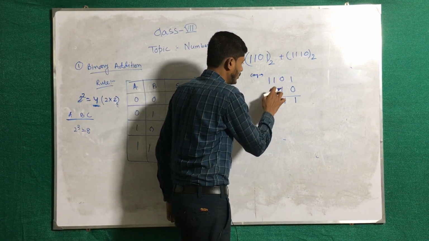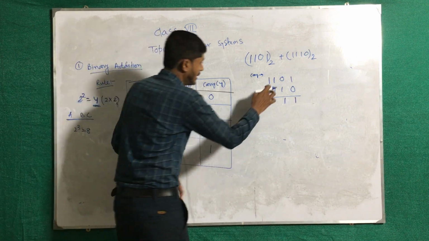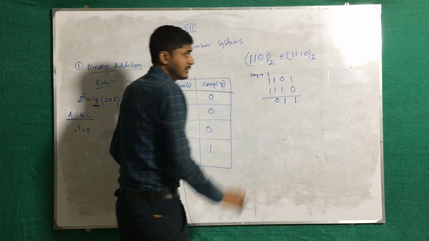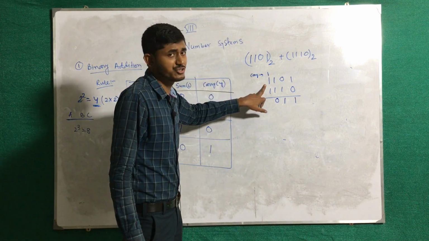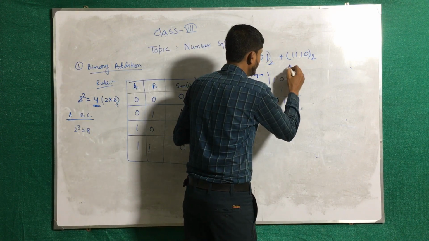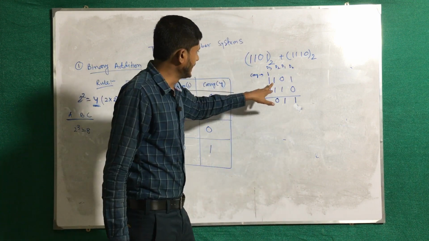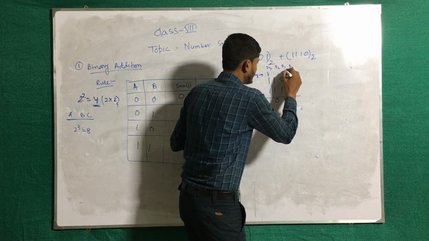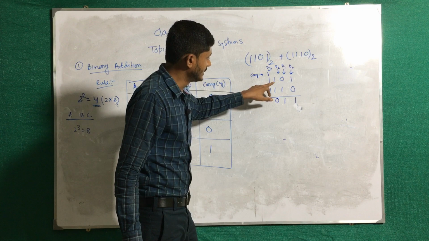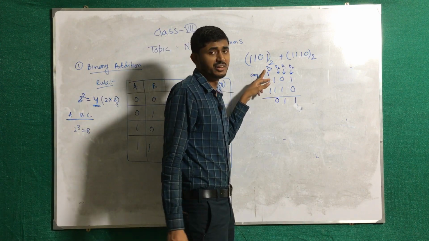And next, 1 plus 1 means sum 0, carry 1. Carry is forwarded into the next digit. That means suppose these are the bits D0, D1, D2, D3. After adding the bit D2, the carry is forwarded into the next digit, that is D3.